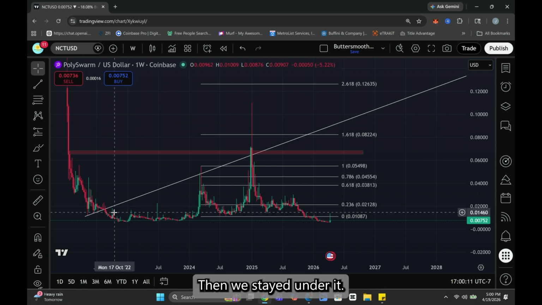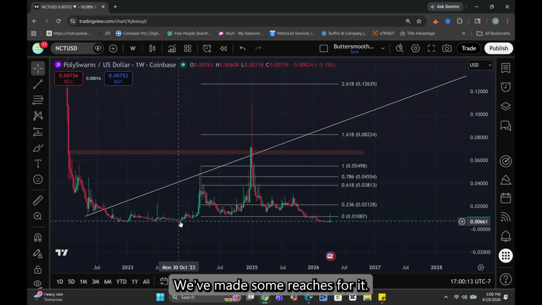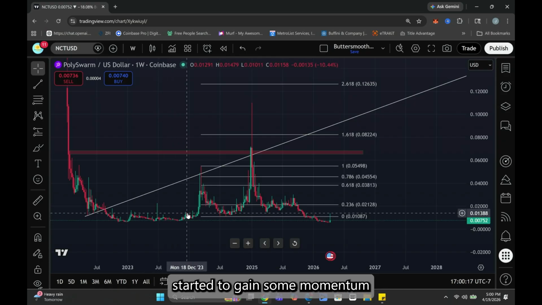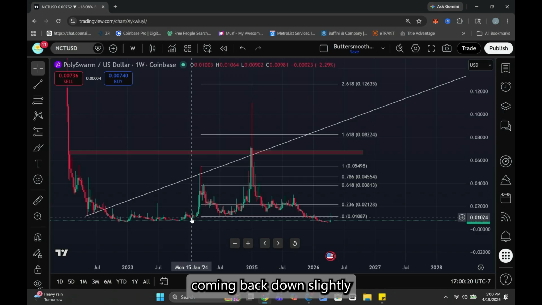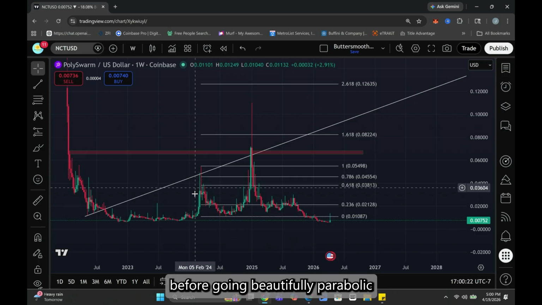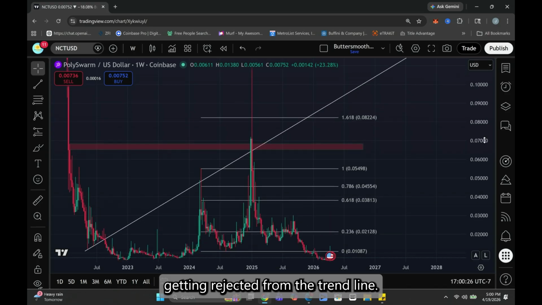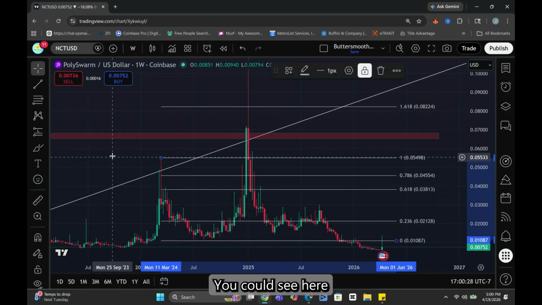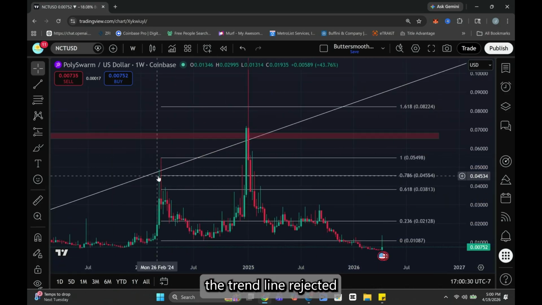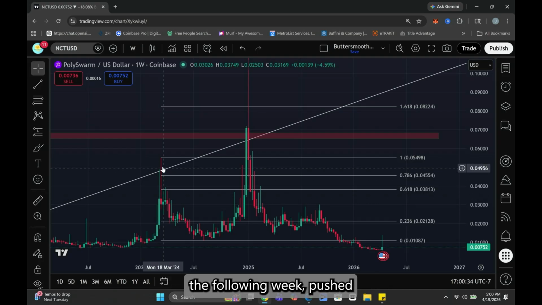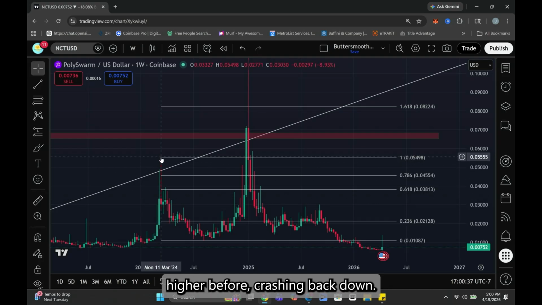Then we stayed under it. We made some reaches for it, didn't quite get there, consolidated, went sideways, started to gain some momentum to the upside, coming back down slightly before going beautifully parabolic and hitting that trend line, getting rejected from the trend line. You could see here that green one came up and hit the trend line, rejected, came all the way back down here. The following week pushed right back up and even higher before crashing back down.